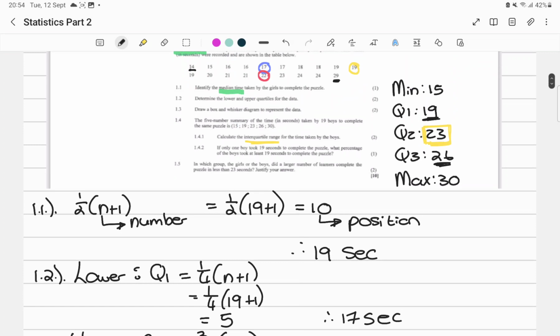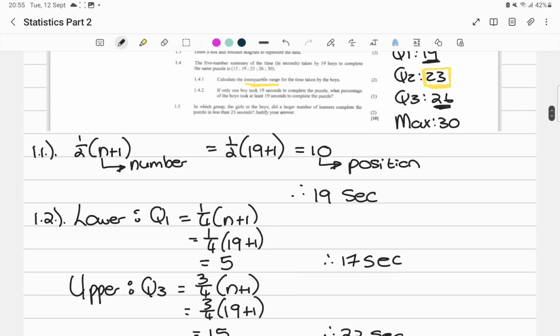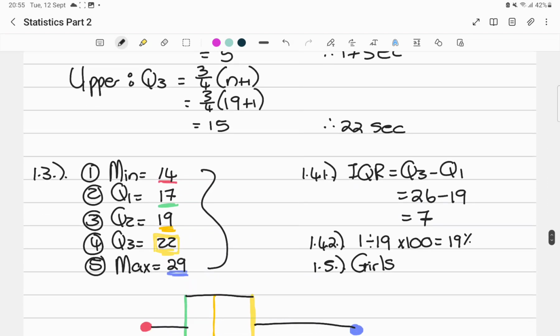Alright, so questions 1.4.2 and 1.5 are a bit more application. You need to understand what you're working with, and then you must just use your knowledge, your common knowledge, to argue it out or make sense of what they're asking. Questions 1.1 to 1.4.1 are theory questions which you have to go and study, know your formulas, and it's an easy few marks in the bag.